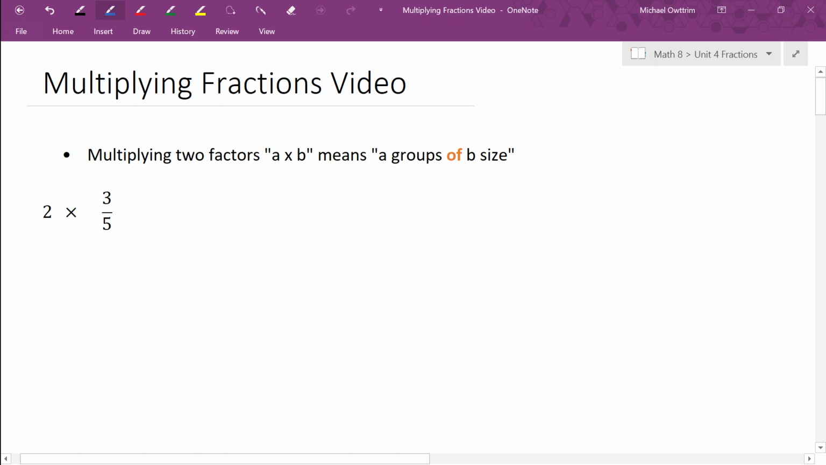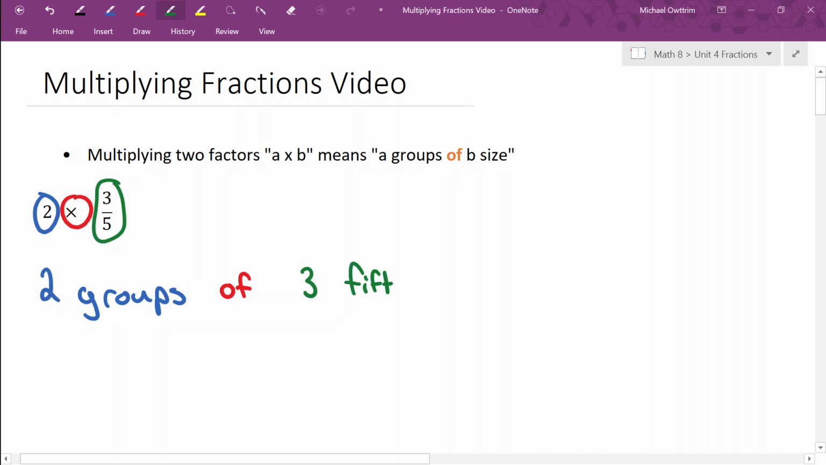So first off, we want to remember that when we multiply two factors, just meaning numbers that are multiplied together, and if we have a multiplication statement like a times b, that's going to mean a groups of b size, b in each group. So if we have a multiplication statement like the whole number 2 multiplied by the fraction 3/5, we can interpret this as two groups for 2. Multiply sign always means of, and then we are going to have our fraction, which is 3/5 in each group.